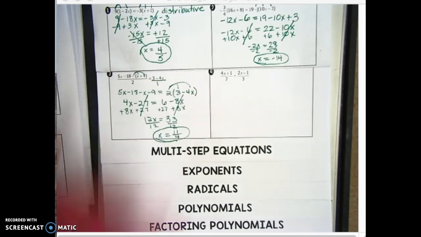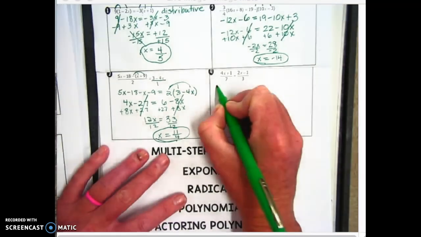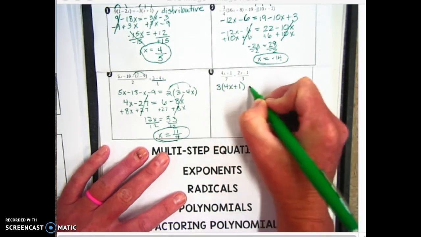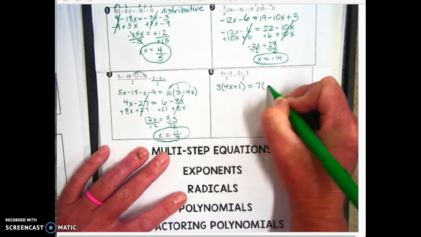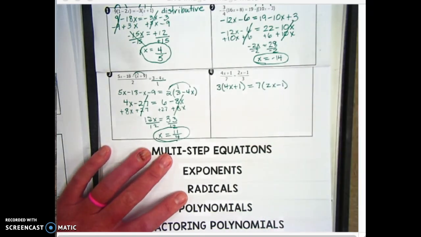All right, number 4, we're going to approach the same way. We don't even have to add a 1. They're both just already in fractions, so we're going to do the cross product. So I'm going to do 3 times the 4x plus 1, and 7 times the 2x minus 1. And that makes it a lot easier, right? Okay.